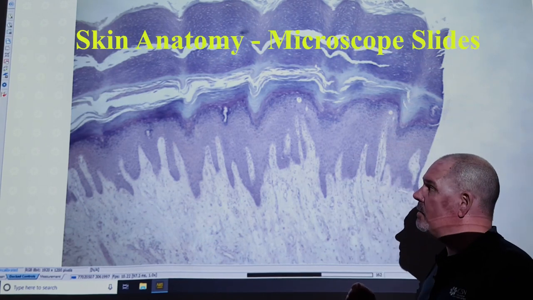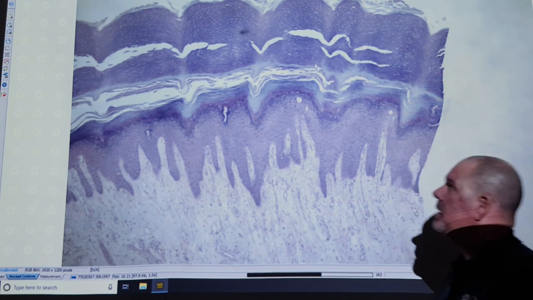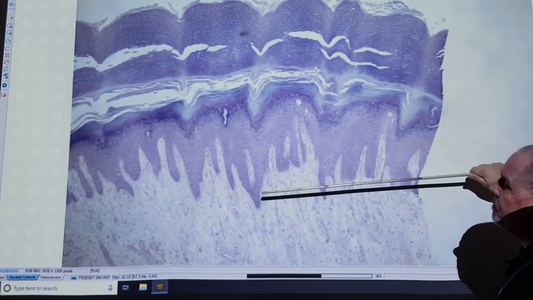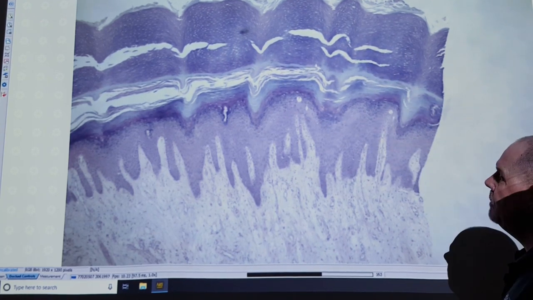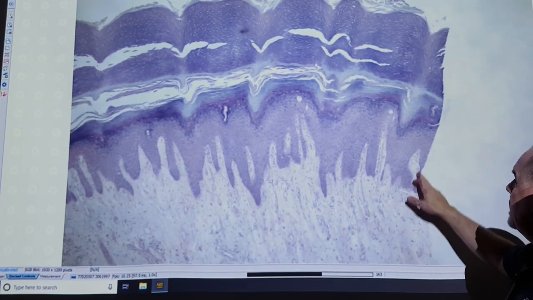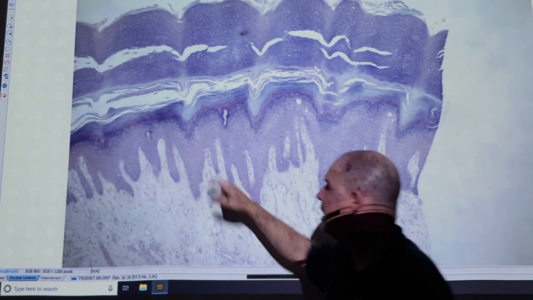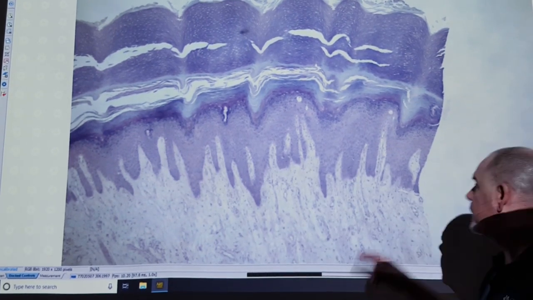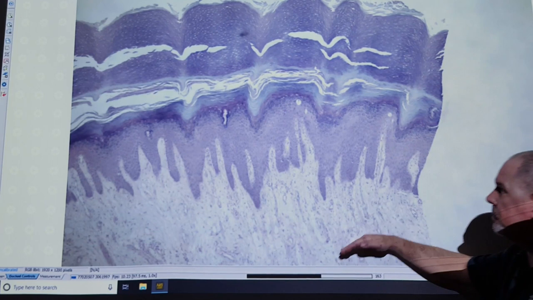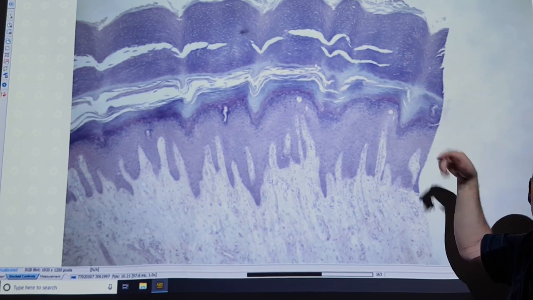So this is a slide of human skin showing me the two primary layers of skin, your integument. This darker layer right here is the epidermis, made up of five strata. We'll go over in just a moment. Below this is the dermis, and at the top of the dermis, these hill-like projections that I see here are the dermal papillae. Dermal papillae here, dermis right here, and epidermis above with five layers or strata in it.